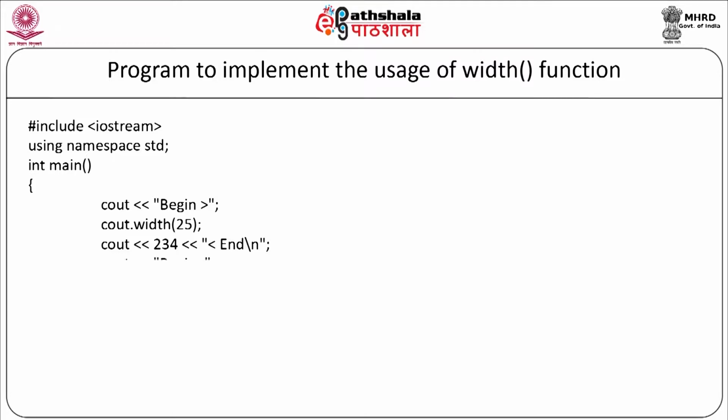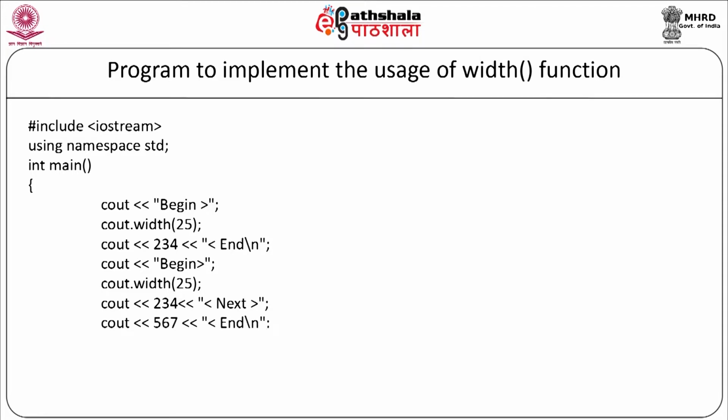be displayed as 235. Now we will display the text as cout << "begin >". Now we will set the width value as cout.width(25). Now we will display the number as cout << the number 234 and the text "field" next. Now this particular width that we have set will apply only to this particular cout statement for 234. For the next cout statement, it will not be applicable. So the next statement is cout << the number 567 and then the text, endl. Now this particular 567 will be displayed as it is, the width will not be applicable to this statement.